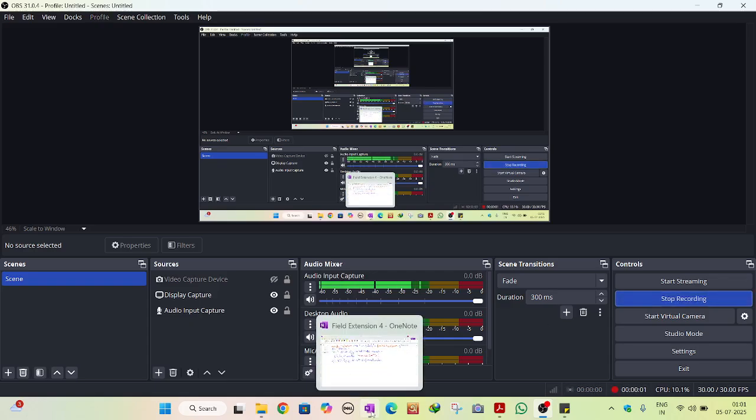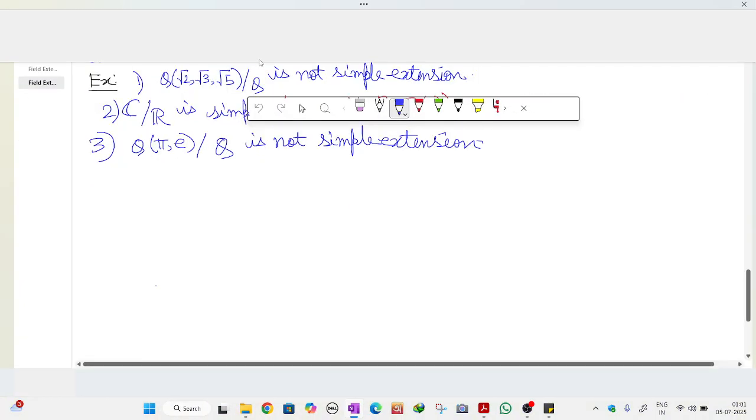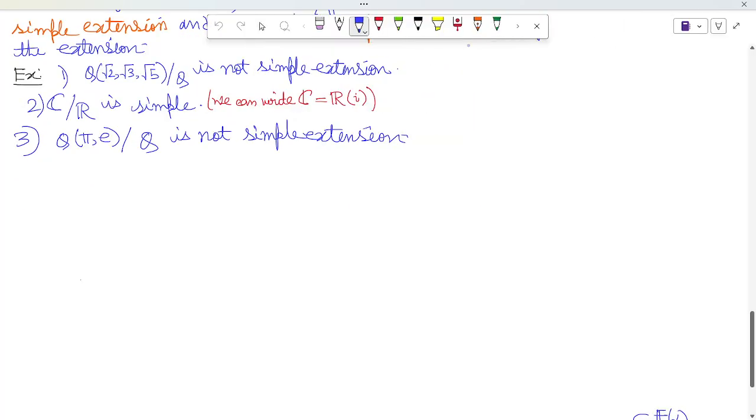Let me start the remaining part. Okay, what is the theorem? Sorry.